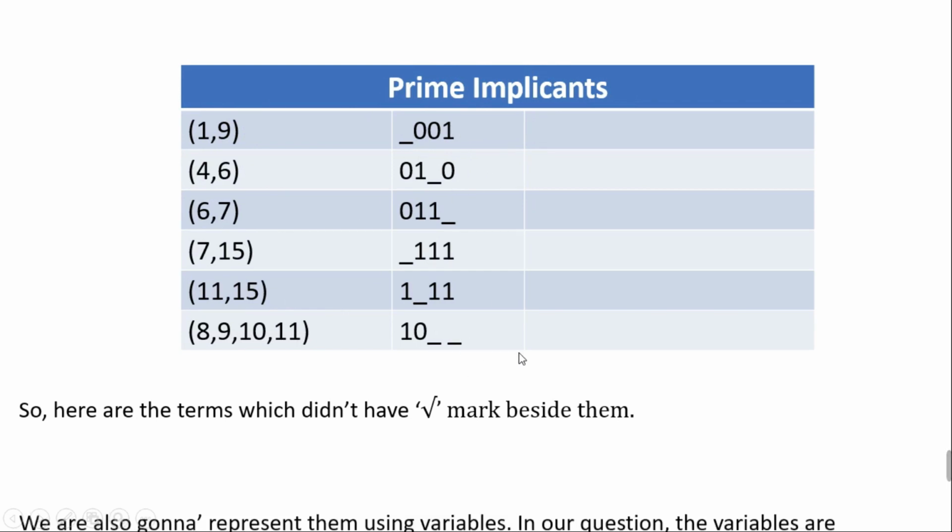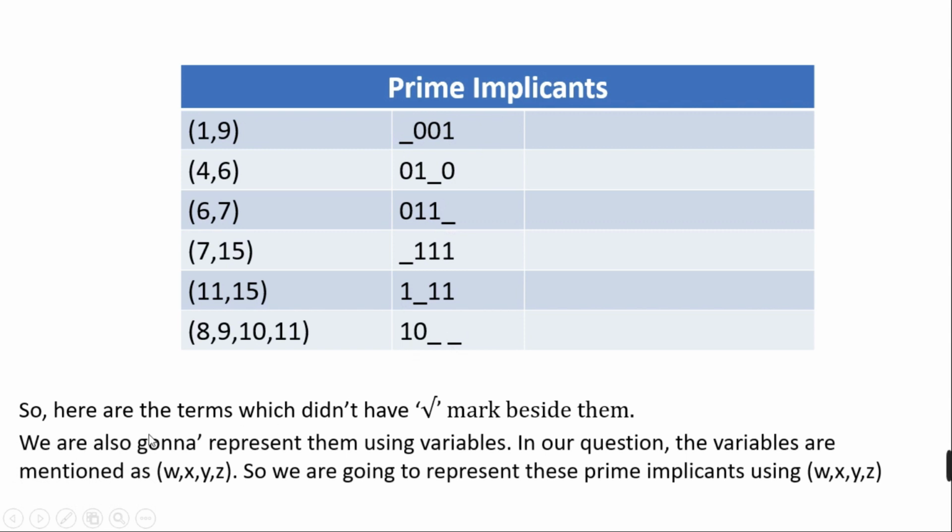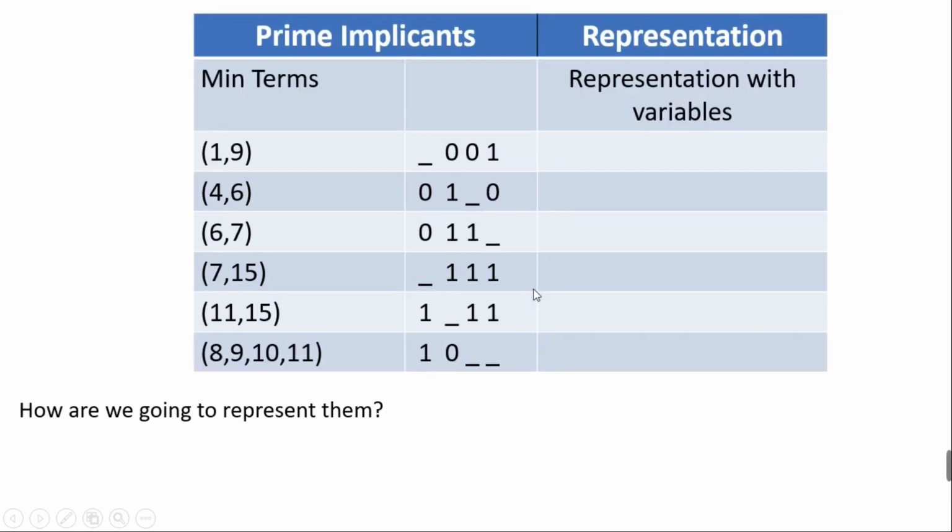We're also going to represent them using variables. In our question, if you can remember, the variables were written as w, x, y, z. You can rewind and go back to the question if you want. The function was defined in w, x, y, z, so we're going to represent these binary numbers using those variables. Let's see how we can do that.